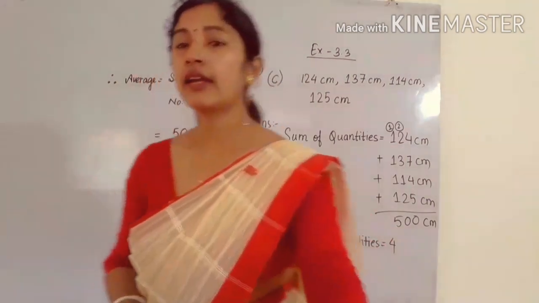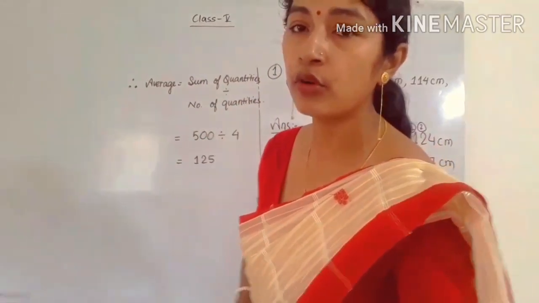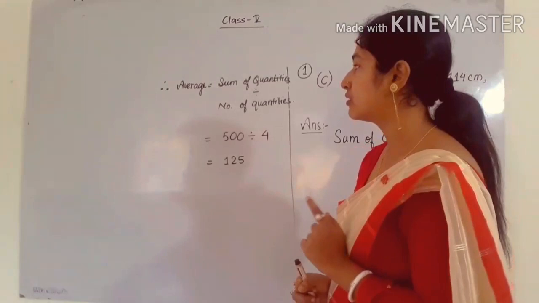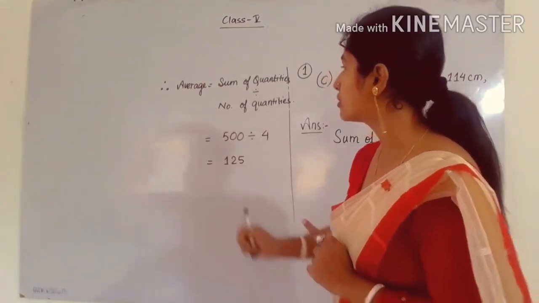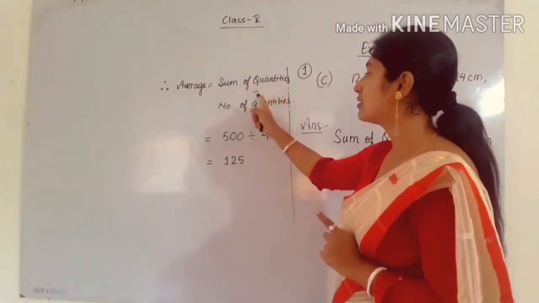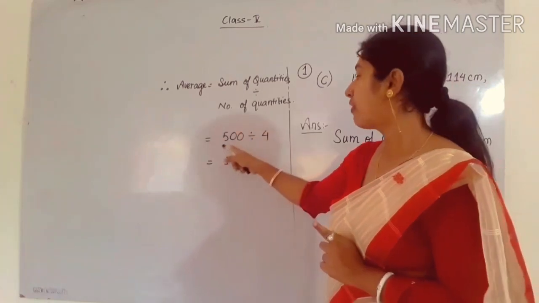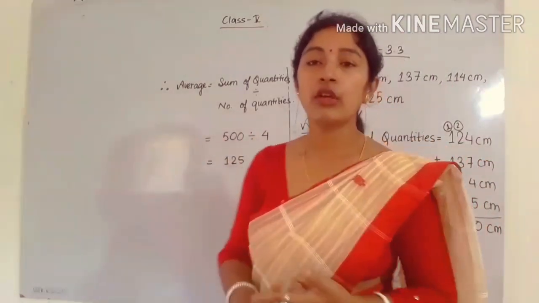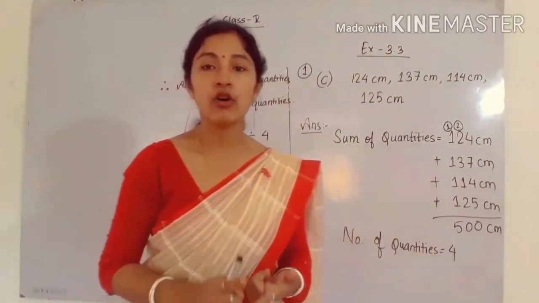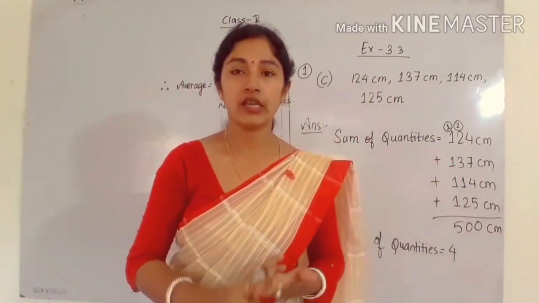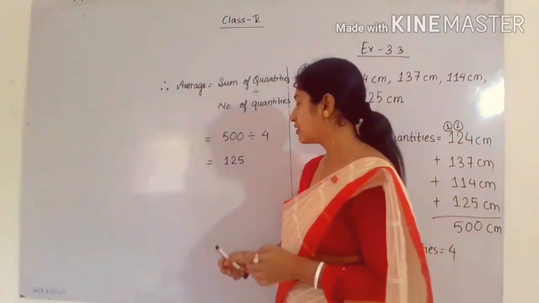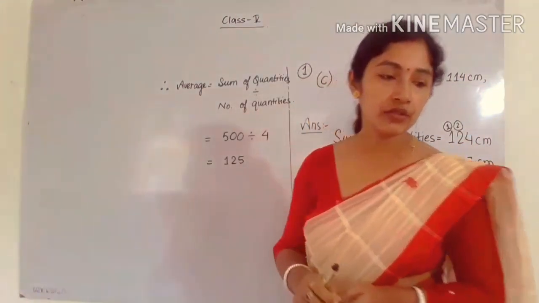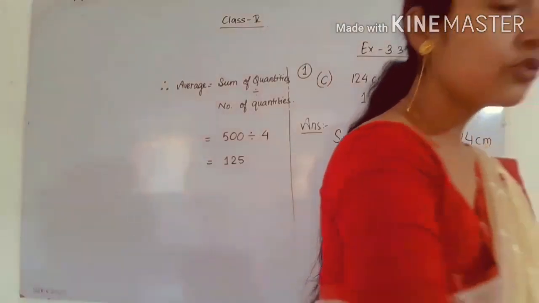After that write the formula, because here you have to find the average. Therefore average is equal to sum of quantities divided by number of quantities. 500 divided by 4, the answer is 125. So what we got? We got the average length of each strip. We can say the average length of each strip is equal to 125 centimeters. Okay.